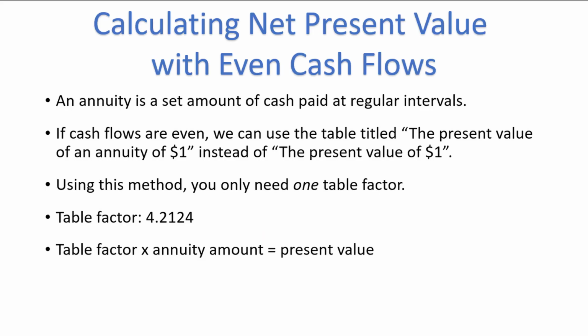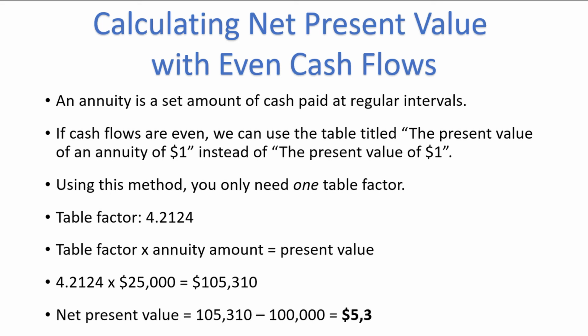We can take the 4.2124 and multiply by the annuity payment of $25,000, which gives us $105,310. We could then subtract the initial investment of $100,000 to get the net present value of $5,310, which is the same value that we got earlier.